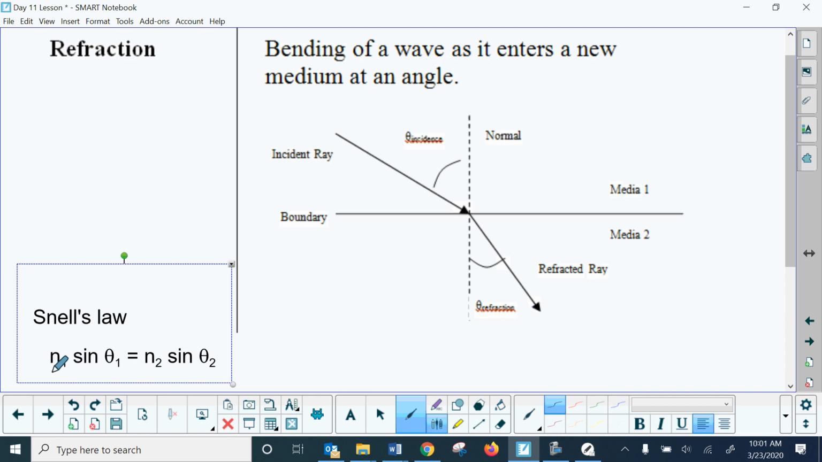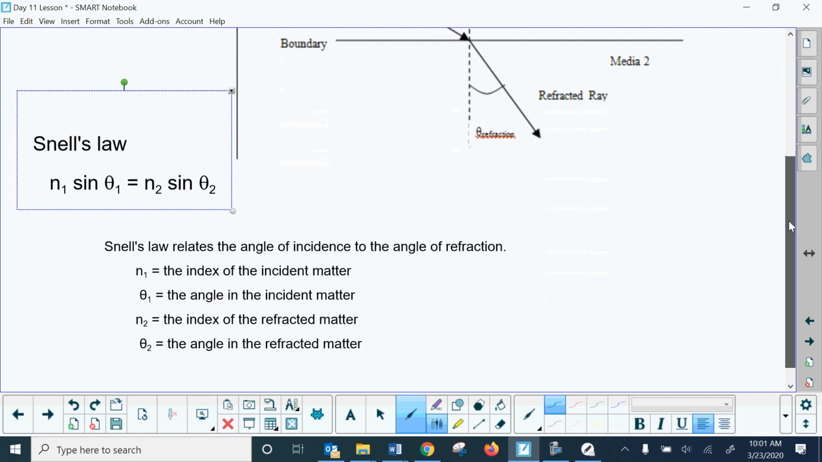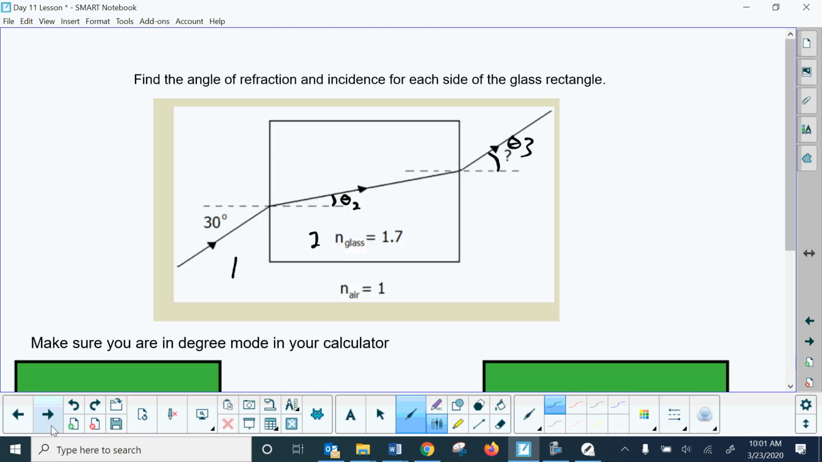Snell's law is a relationship between the angle of incidence and the angle of refraction, and then also the index of refraction in the first medium and the index of refraction in the second medium. If I scroll down, it has this equation all broken down into all the pieces, so you can read through that and then double check. But you just plug into this, make sure you're in degrees so that it works the right way. If you're in radians, it'll give you some weird answers that you don't want. So let's just go through an example or 2.